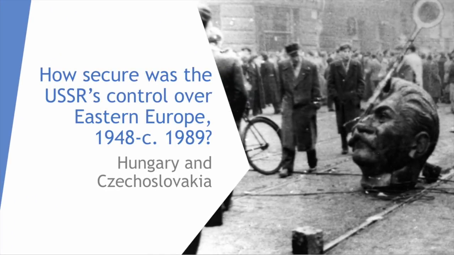Hi everyone, this is Mr. Trio, and today we tackle the first two focus points on the chapter, How Secure Was the USSR's Control Over Eastern Europe, 1948 to 1989. And of course, the focus of these two points is Hungary and Czechoslovakia.